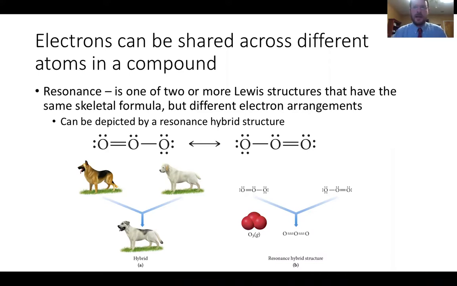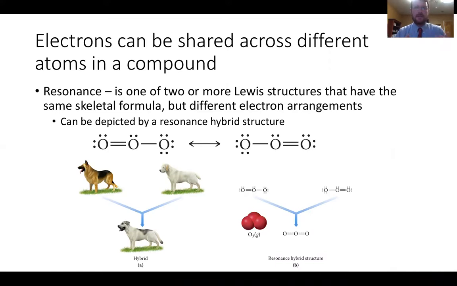One of the things we finished up with last time was that whenever we draw Lewis structures, we always depict them as static things, right? Here's the structure, this is it, electrons stay there. When in actuality, these electrons, especially in a covalent bond, are constantly moving and shifting, and they can change. What this leads to is what's known as resonance.